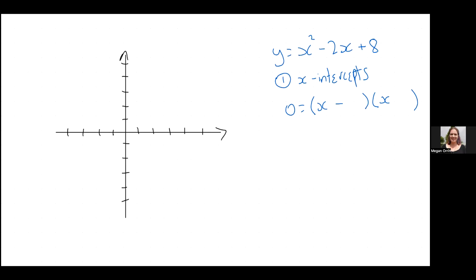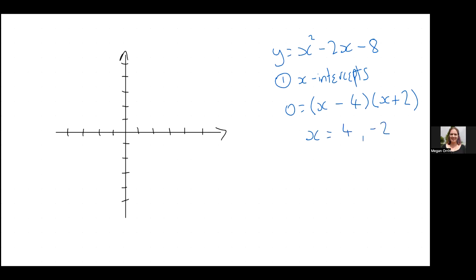-4 and negative. And what? Oh, yep. You know what? I meant to make this minus. That's what happened to my brain before. Sorry. I have not had much sleep. Okay, so these are my two numbers that add to the middle and multiply to the last. So what are my x solutions? 4 and negative 2. So these are my two x-intercepts.